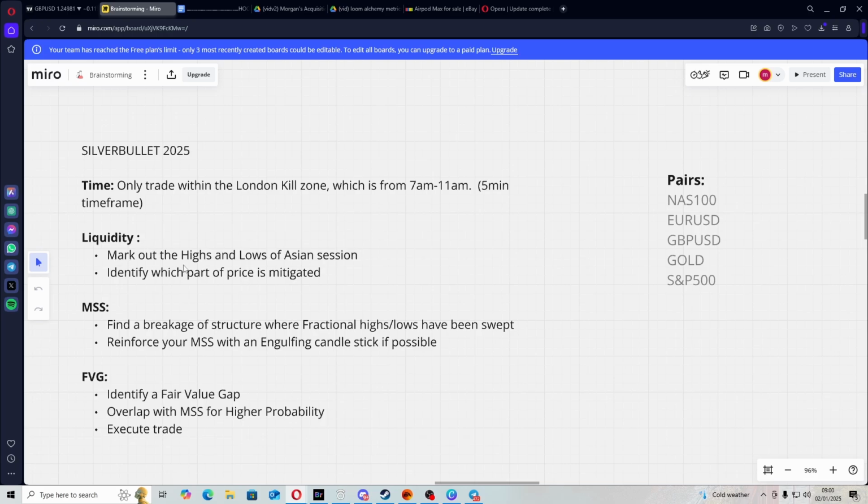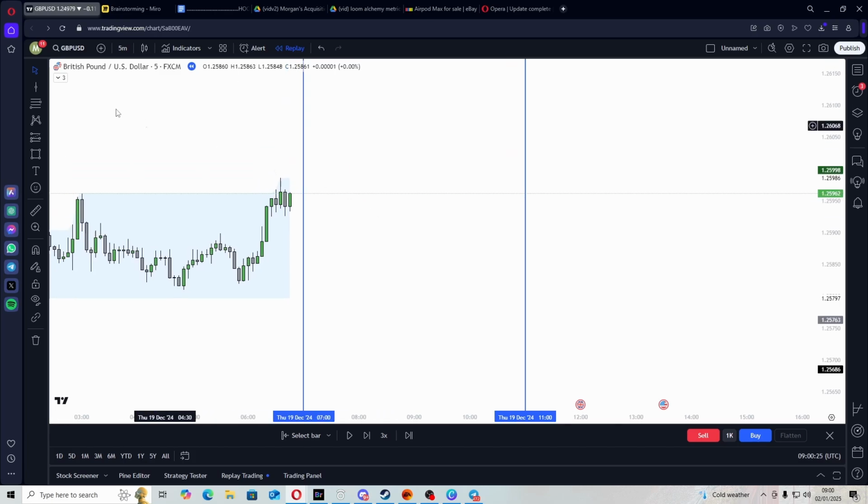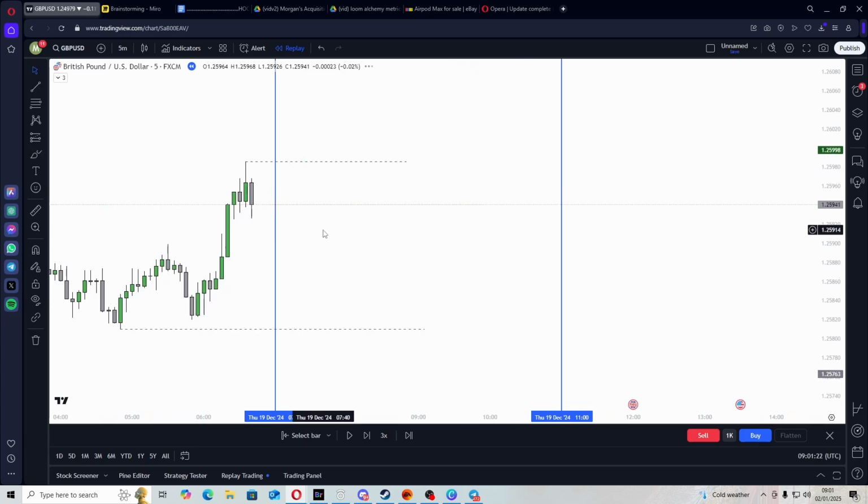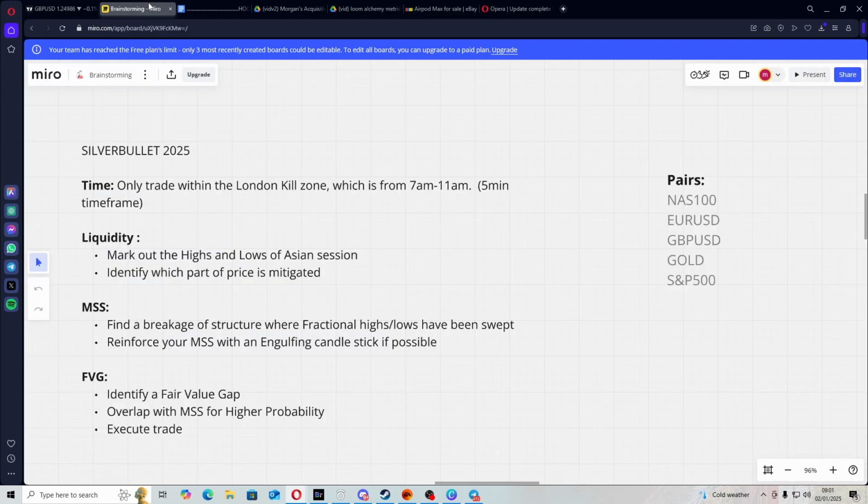What we need to do now is mark out the highs and lows of Asian session and identify which part of price is mitigated, right? So let me just identify this right now. So this is the highs of Asian session, and this is the lows. Sorry about that, I just had some technical issues. So we have the lows and the highs completely marked out. What we need to do next is very simple. Now we need to identify which part of price is actually mitigated.